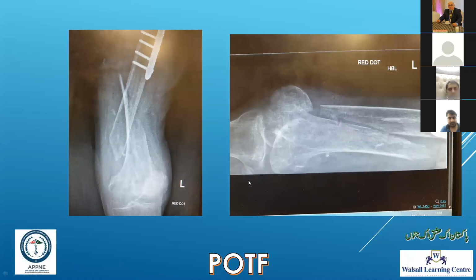The fact that he's got osteopenia, so this person fell and broke the shaft of the femur because the patient has osteopenia. So what is the difference between osteopenia and osteoporosis?